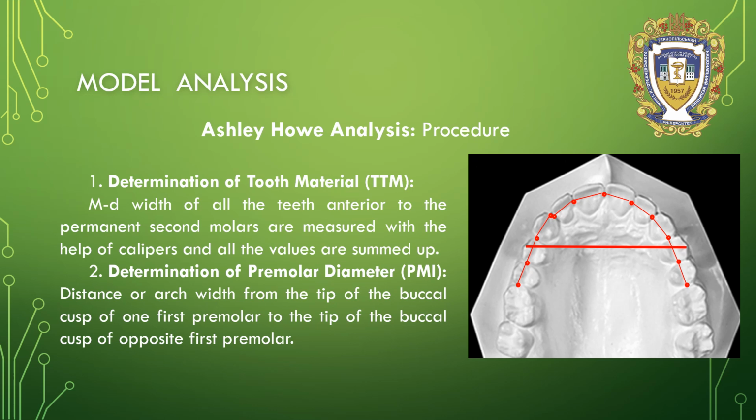Procedure of the Ashley-Howe analysis. First step, determination of tooth material. It is a similar step to the previous analysis. We need to measure the mesiodistal width of all the teeth anterior to the permanent second molars, the frontal 10 teeth, from the distal part of the second premolar to the distal part of the opposite second premolar, with the help of calipers, and all the values are summed up.